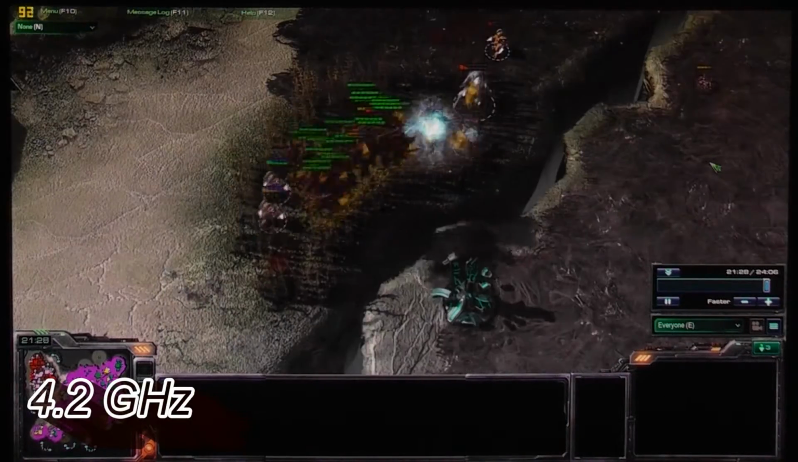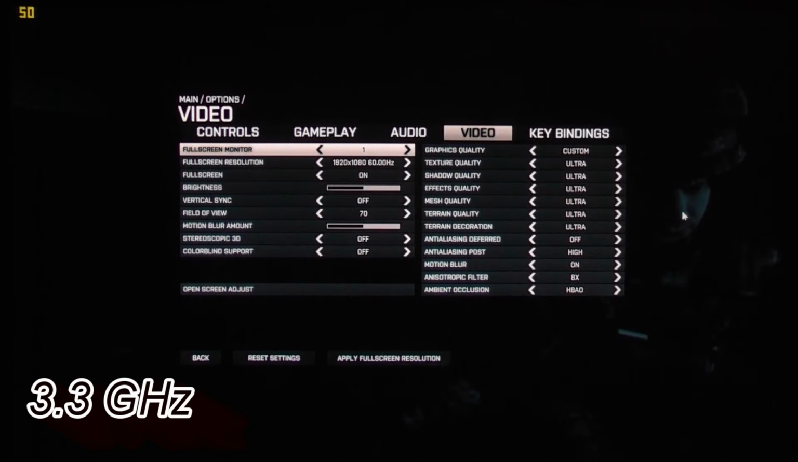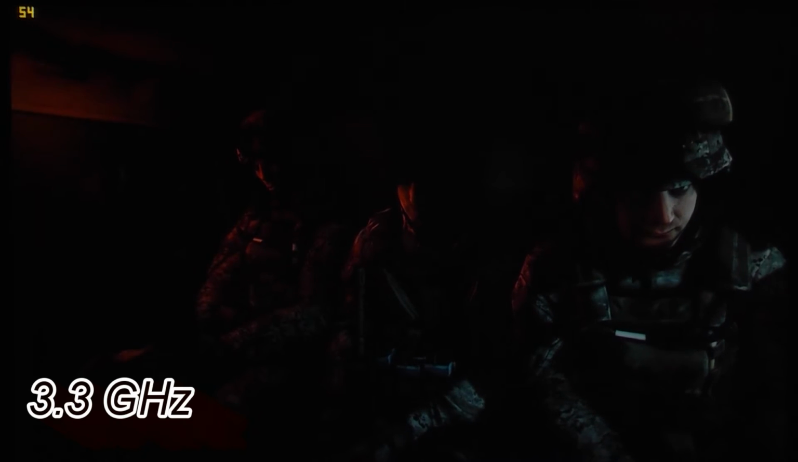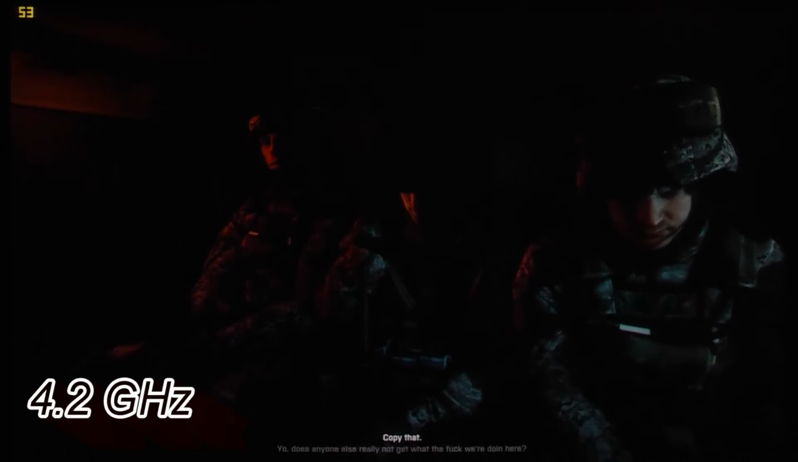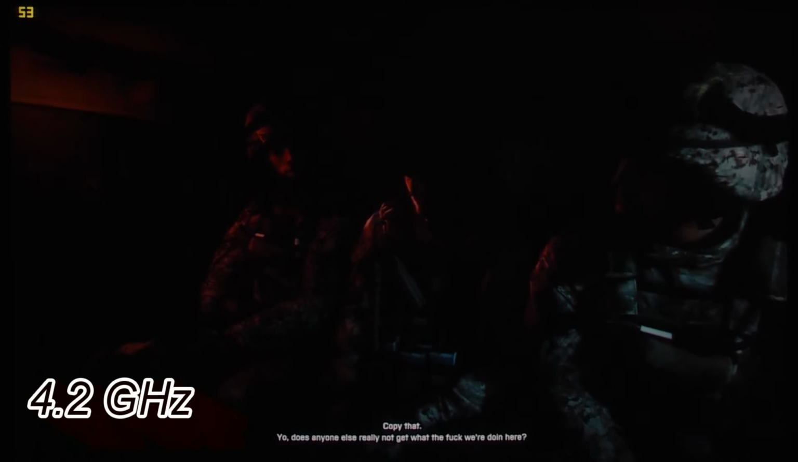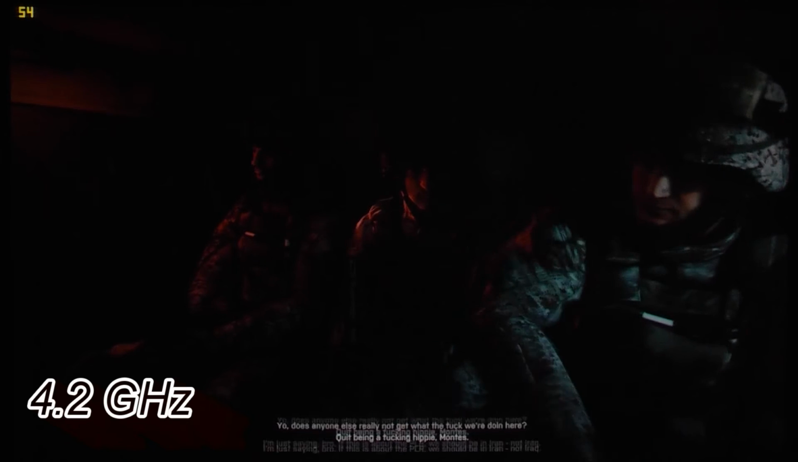Battlefield 3 gives us the same results that we saw in 3D Mark 11 and the Unigine benchmark. Right at the beginning of the game in the Humvee, we're getting a solid 54 FPS at 3.3 GHz. When we increase to 4.2, there's no change whatsoever. Battlefield 3 must be a GPU-heavy game.